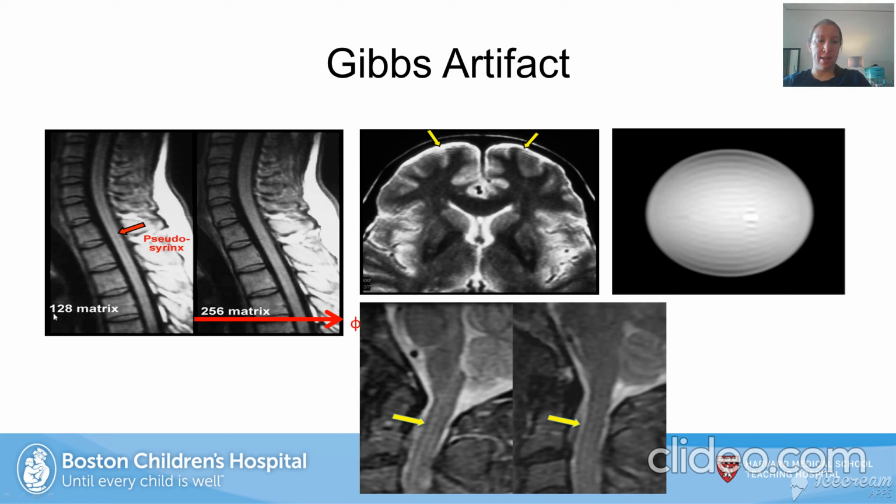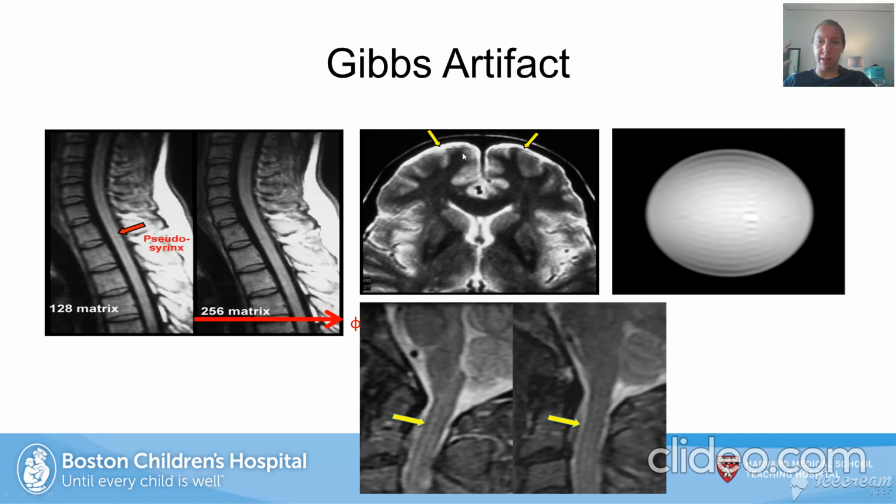So in this case, you have a 128 matrix, and you can see in this image here the Gibbs artifact occurs, and they have what is called a pseudo-syrinx. This is the spine here. This is at a 128 matrix size, but if you increase your sampling size to a 256 matrix, you're going to see that it'll disappear. So it does depend on the sampling rate. They're a little bit more noticeable here.